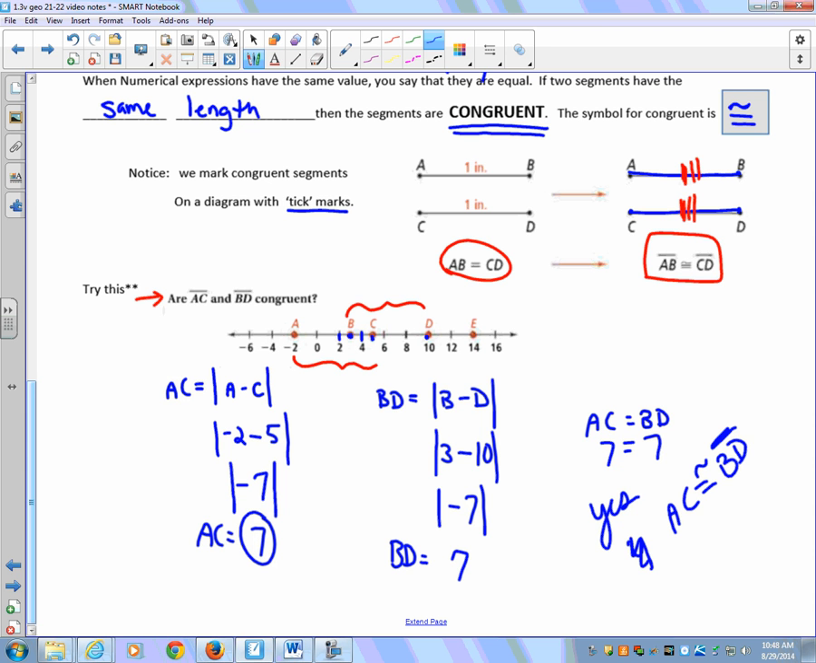Now here we need these line segments over them, so let me rewrite that. AC, now we're talking about the segment itself, so we need that line segment symbol over it. And BD, we need the line segment symbol over it. They are congruent to each other. This says AC is congruent to BD.